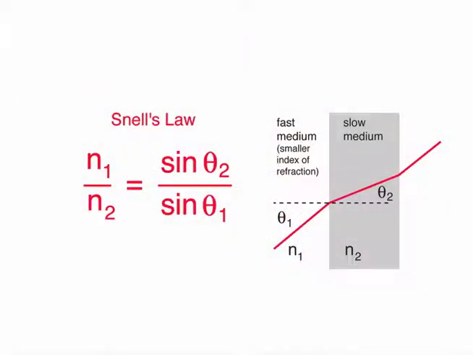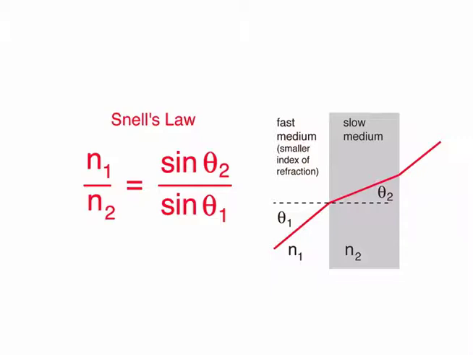The amount by which a beam of light refracts as it passes through a surface can be calculated mathematically using Snell's law. Snell's law relates the incidence angle between the ray and the surface normal to the exit angle between the ray and the surface normal. And as you can see, those angles are proportional to the index of refraction of the material before the surface and after the surface.